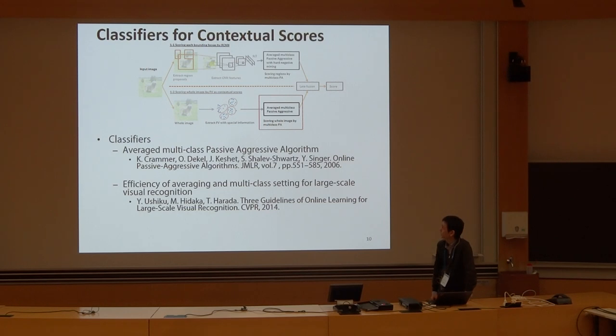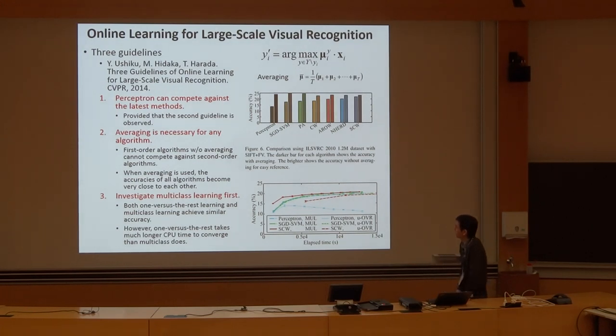For the classifier in the Fisher vector based system, we use the averaged multi-class passive aggressive algorithm, because the efficiency of averaging and the multi-class setting for large-scale visual recognition was surveyed in our CVPR paper. We compared many state-of-the-art online algorithms with conventional online algorithms like Perceptron and stochastic gradient descent SVMs. Through this experiment, we found three guidelines. The first, which is interesting, is that passive aggressive can compete against the latest methods. Second, averaging is necessary for any algorithm. And third, investigate multi-class learning first. If you're interested in this paper, please refer to our CVPR paper.